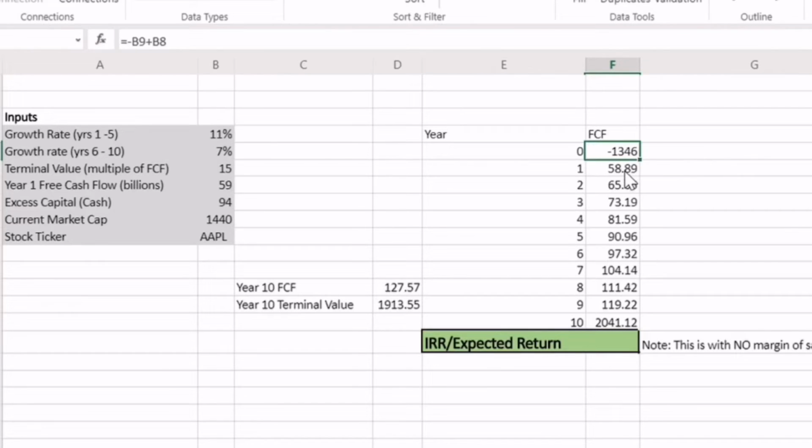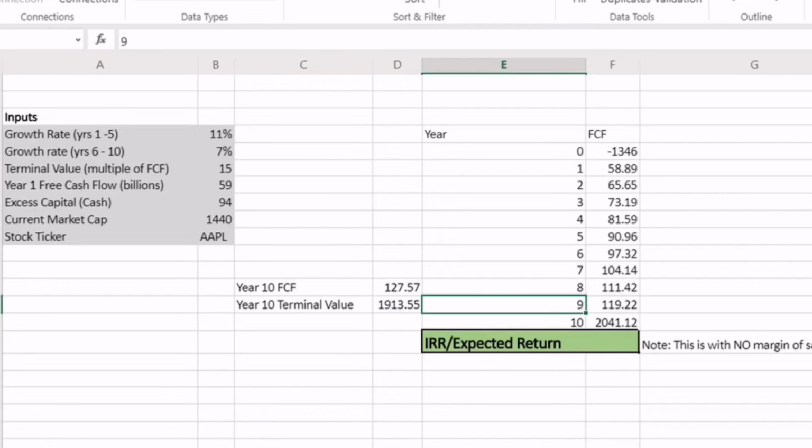The next thing we've got is we're starting to project what we think Apple might do in terms of free cash flows out into the future. So we've got our 58 odd billion as our starting point, which is the number that we picked up earlier. And basically we're growing this at 11% per year for the next few years. So from years 1 to 5, it's growing at 11% per year. And for years 6 to 10, it's growing at that 7% per year rate. So those growth rates will have quite an impact on the final number that you get.